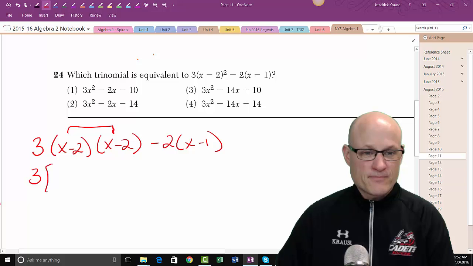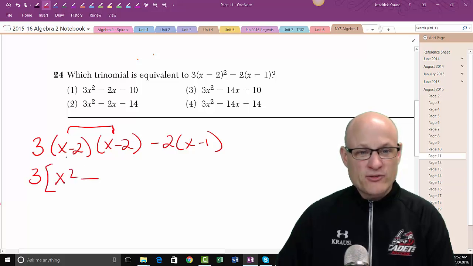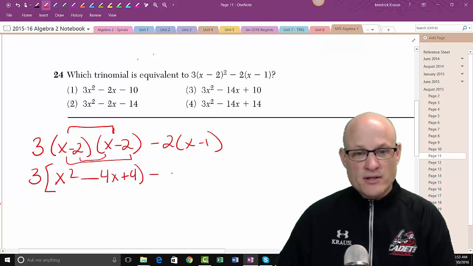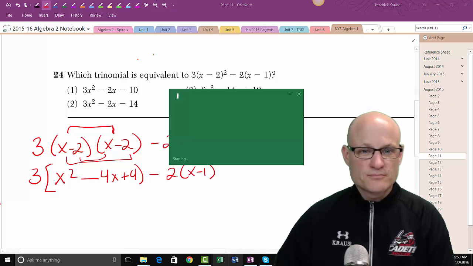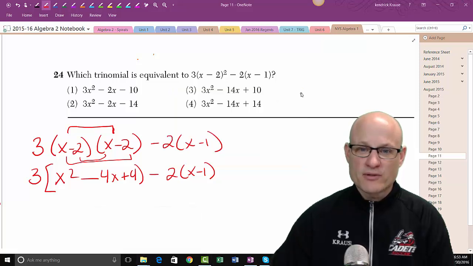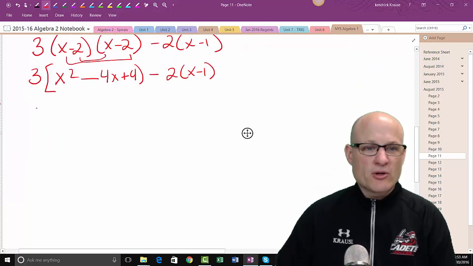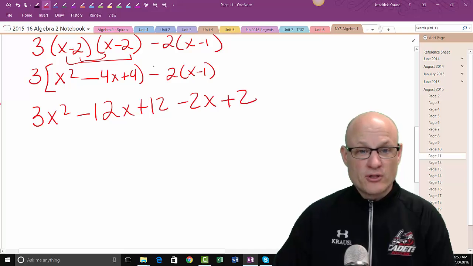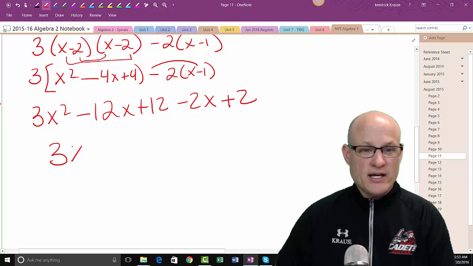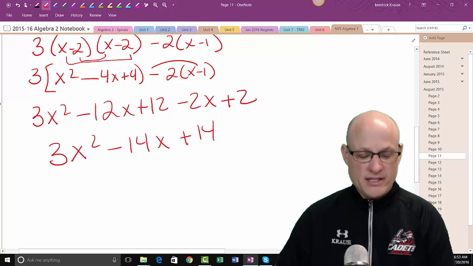This thing needs to get double distributed first. So when I do that, I get x squared minus 2x, and minus 2x make minus 4x plus 4. And then copy this down. Now I'm going to just distribute. By the way, I'm showing you one way to do this. Distribute here. 3x squared minus 12x plus 12 minus 2x plus 2. Ooh, another big mistake people make. So I get 3x squared minus 14x plus 14 appears to be the right answer.